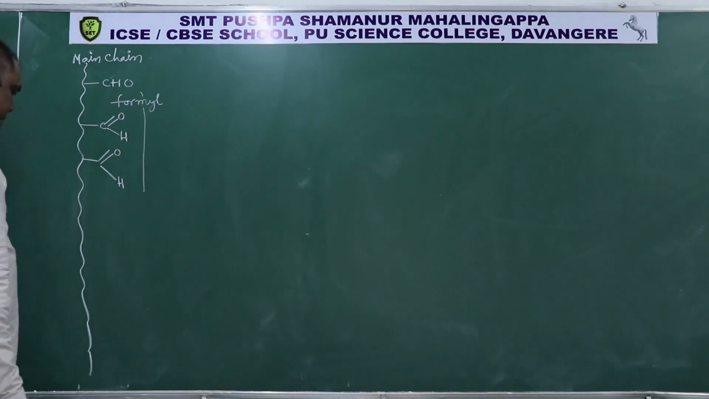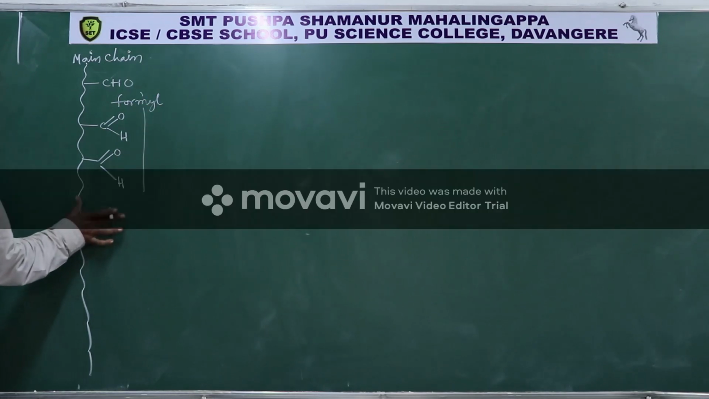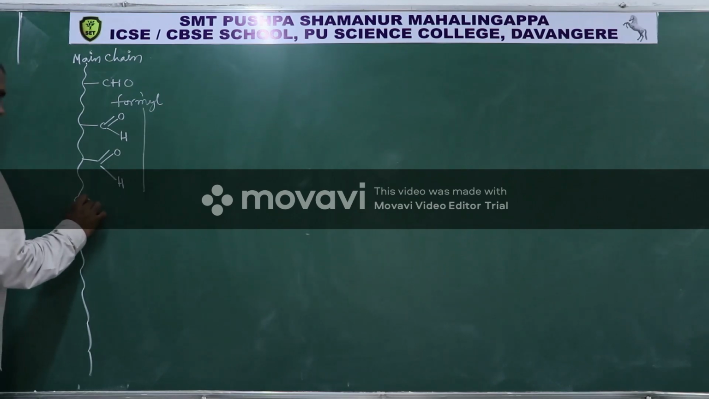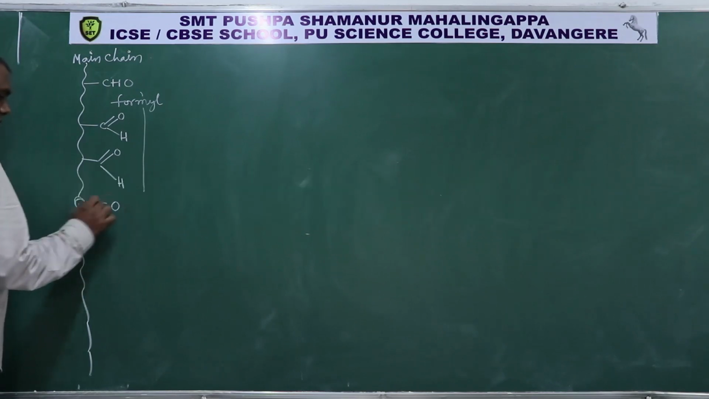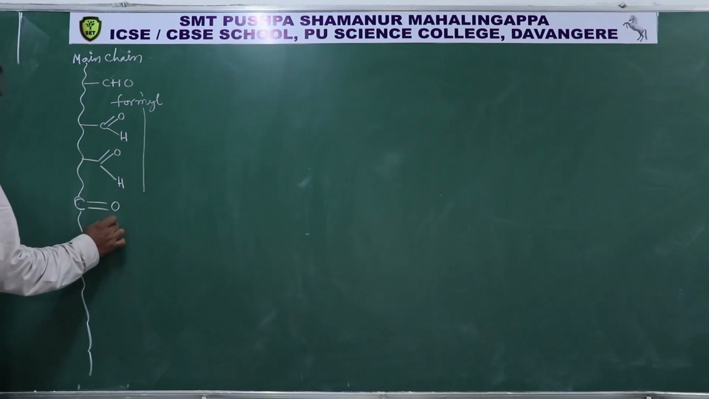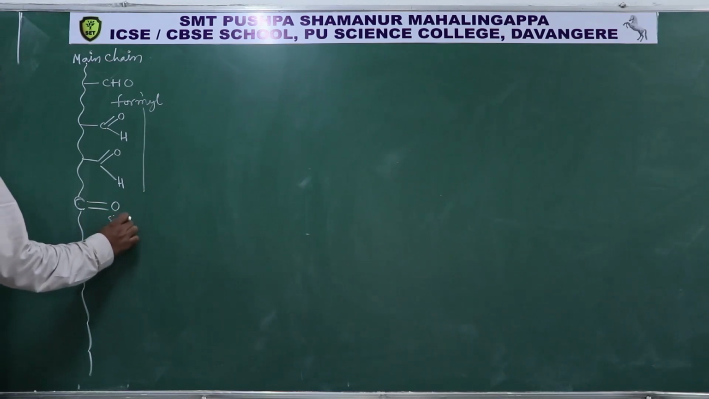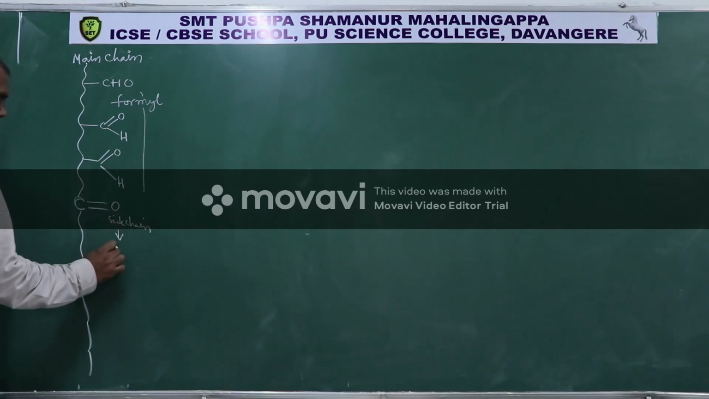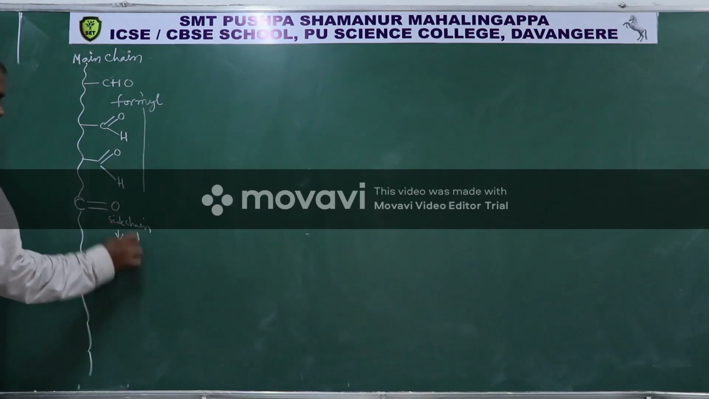Then in the main chain there is carbon. This is the carbon atom of the main chain, which is attached to oxygen by a double bond. Then this becomes a side chain. This side chain name is oxo.